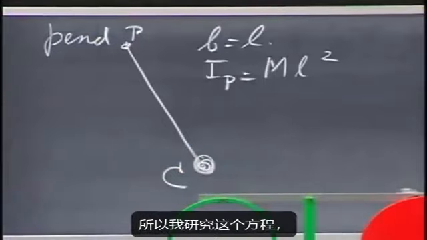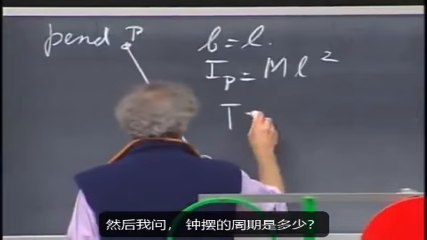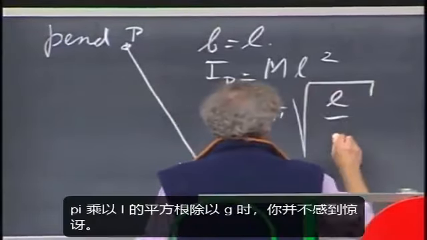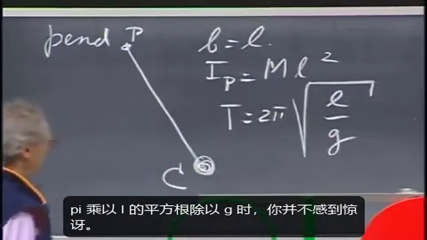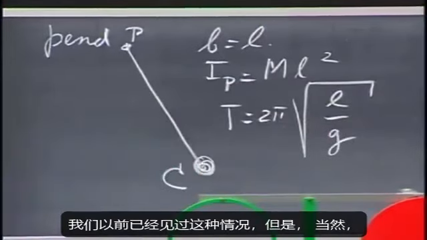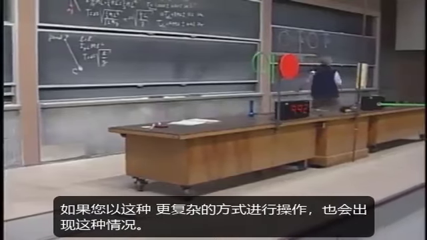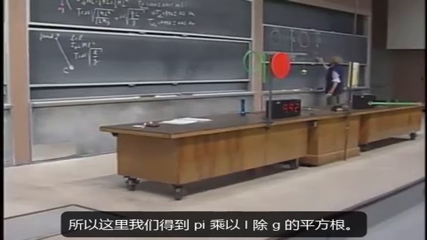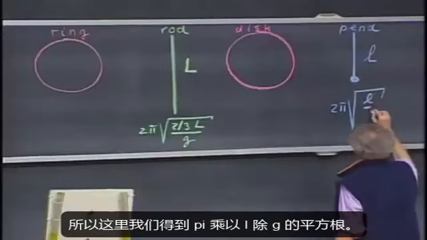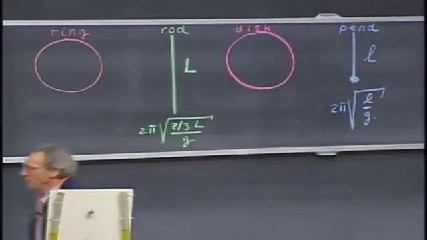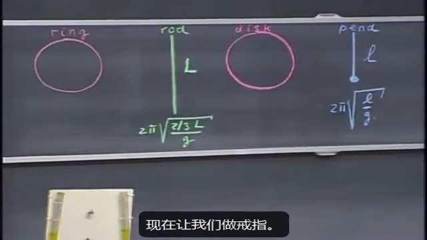So I go to this equation, and so I ask what is the period of a pendulum, and you're not surprised that you find 2 pi times the square root of L over g. We've seen that before, but of course it also comes out if you do it in this more complicated way. So here we get 2 pi times the square root of L over g. Let's now do the ring.